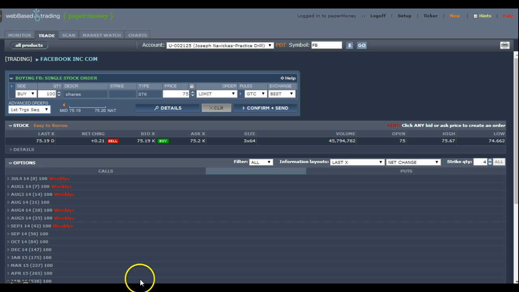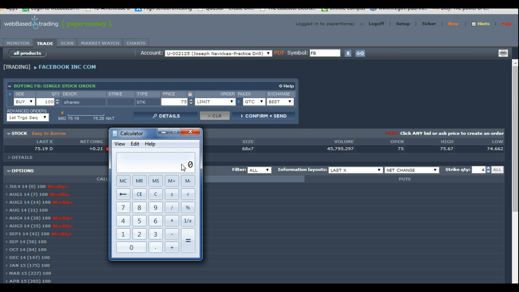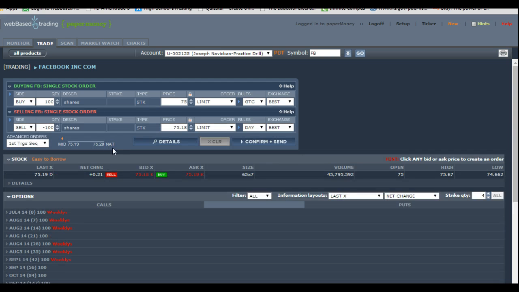What I want to do is figure out how much I should put the stop in at. We want to make sure that we lock in no loss greater than 3%. So if we're buying at 75 even, I take 75 and multiply that by 0.97. Basically, when the stock gets to 72.75, if I bought at 75, I'm down 3% on that position. So we want to make sure that we put our sell here at 72.75.